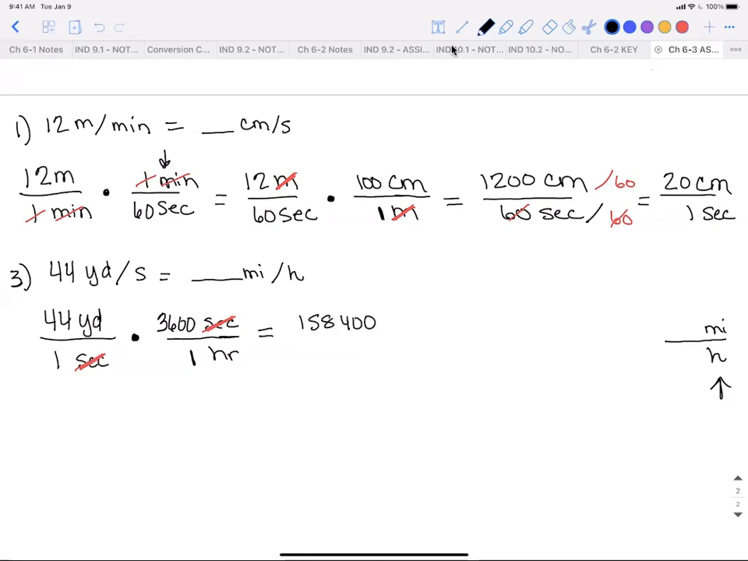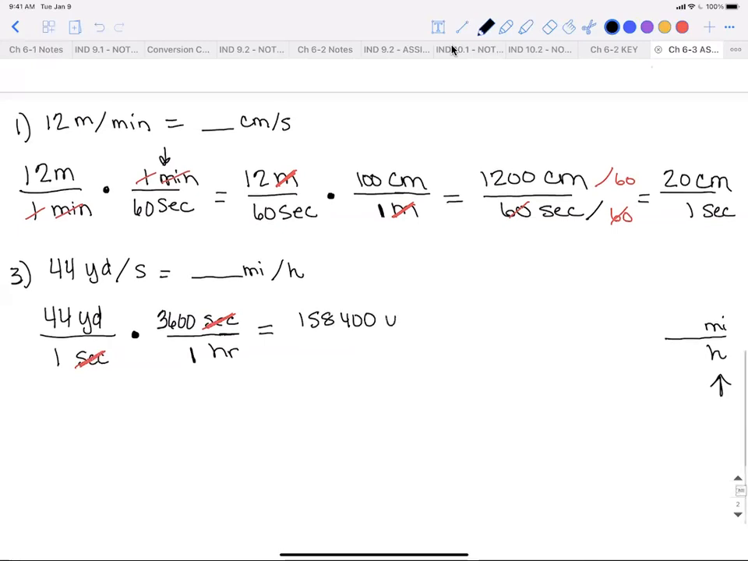158,400. How am I going to label this? What's my only label that survived across the top? Yards. And then across the bottom, multiply 1 and 1, I get 1. And what's my only measurement that survived? Hour. All right, so I'm there. I've got hours on the bottom, which means I'm halfway to my answer.